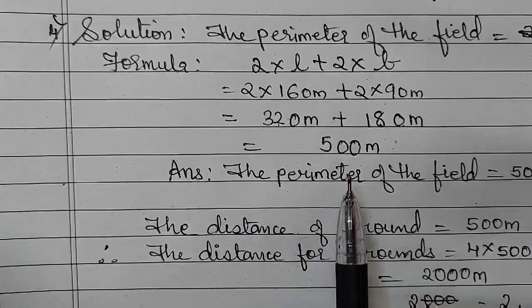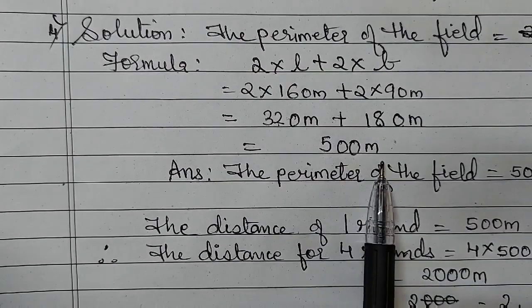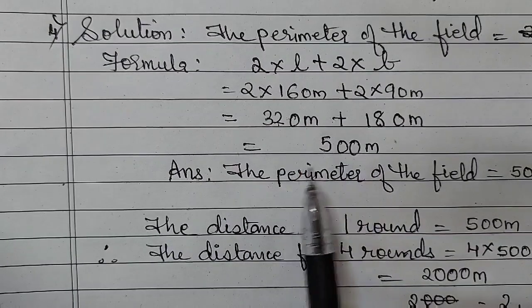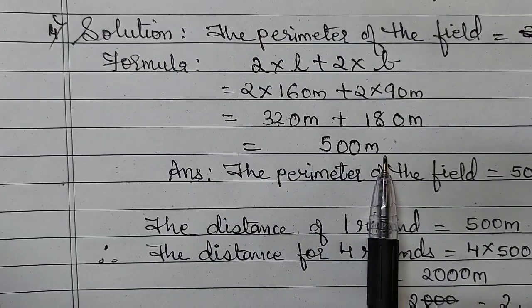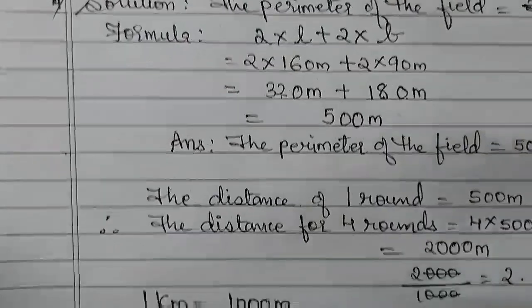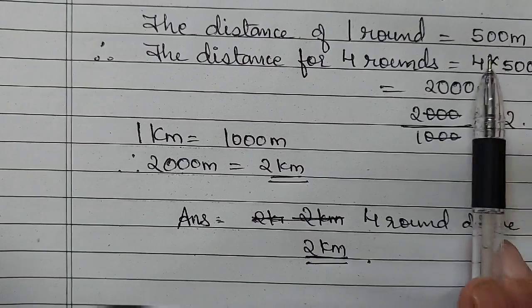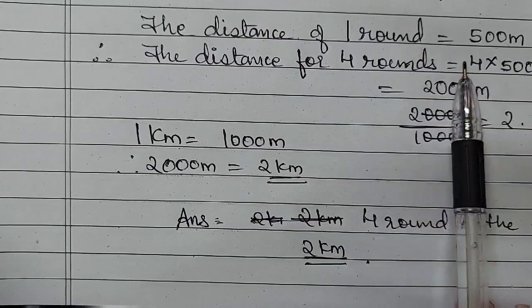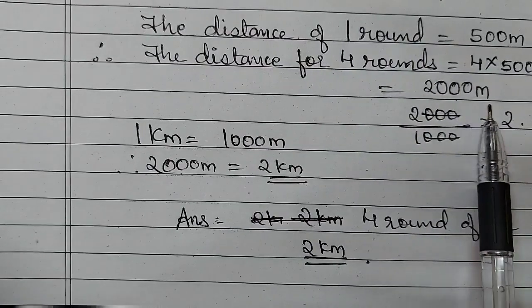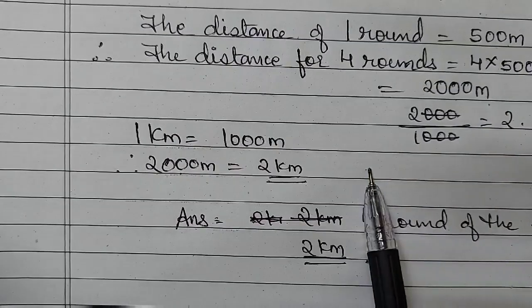Right children? So 1 round is 500 meters. 1 round is how much? 500 meters. Then 4 rounds is equal to 4 into 500, that is 2000 meters. Now we found out the distance for 4 rounds, that is 2000 meters. Now the conversion part is there.